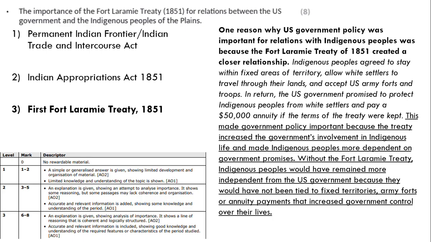This made government policy important because the treaty increased the government's involvement in indigenous life and made indigenous peoples more dependent on government promises. Without the Fort Laramie Treaty, indigenous peoples would have remained more independent from the US government because they would not have been tied to fixed territories, army forts, or annuity payments that increased government control over their lives. So for a question about the importance of early government policy, those are the three things you'd want to talk about. You'd talk about the Permanent Indian Frontier, the Indian Appropriations Act, and the first Fort Laramie Treaty.